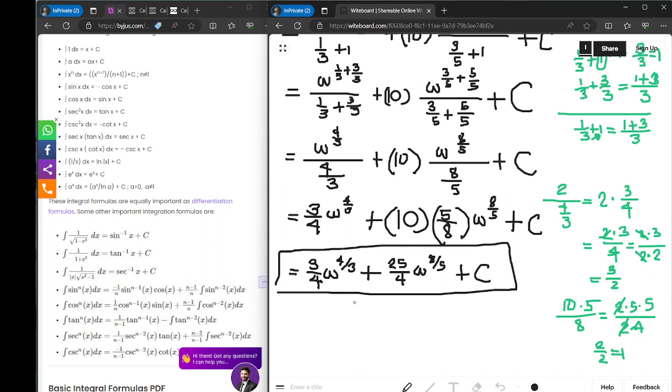However, if you want to write them in radical form, so this will become 3 over 4. So the denominator will become the value of the radical sign. So that's 3 cube root of W raised to power 4, then plus 25 over 4, then the fifth root of W raised to power 8 plus C. I believe these two answers will do.